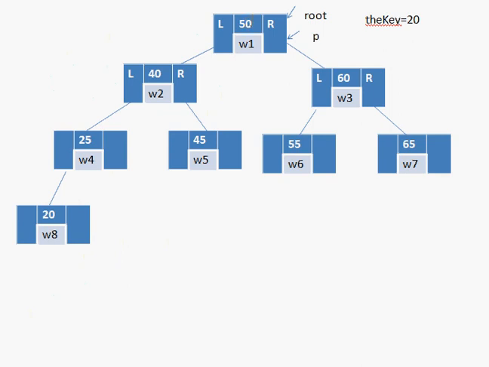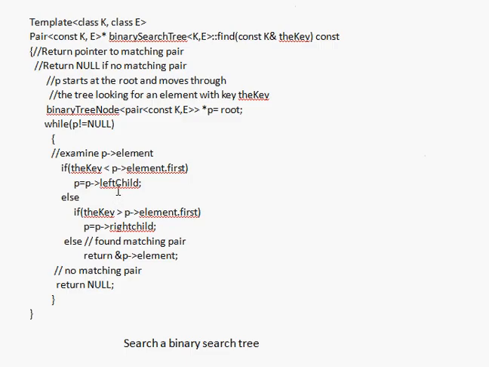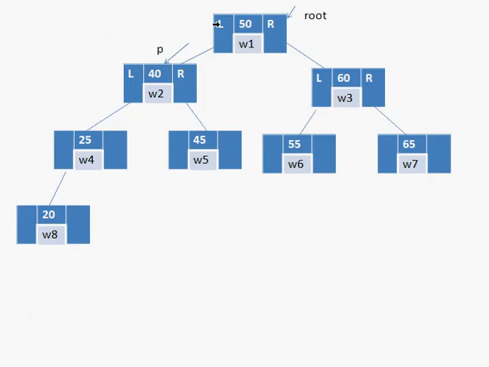So 50 is compared with 20. We come to a conclusion that 20 is less than 50, so you have to change the pointer which was pointing to the root. Now it has to point to its left child. P was pointing here, now P gets pointed to the left child of the root. So P is changed, and this is your region to search.